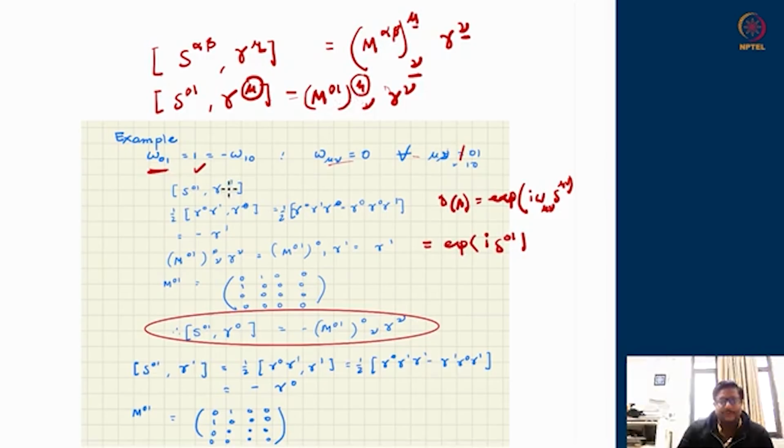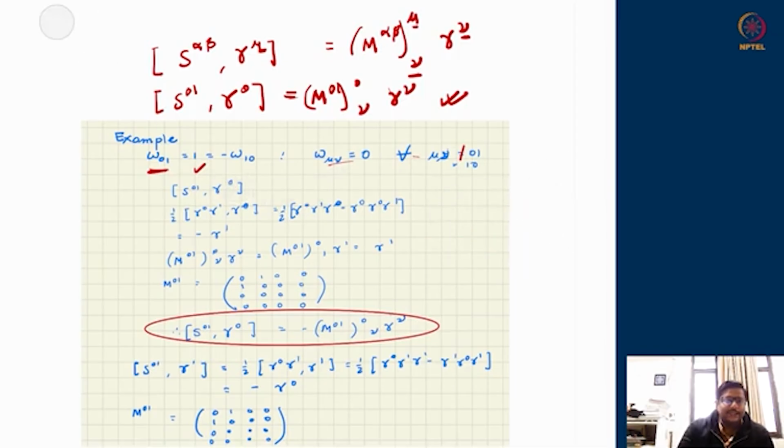So let us do one example for mu equal to 0. That means I want to evaluate the commutator between S01 and gamma 0. Looking at the result, it looks like the commutator should emerge out to be M01 0 nu gamma nu. This should be the claimed result. Let us verify whether we do get this result back or not.